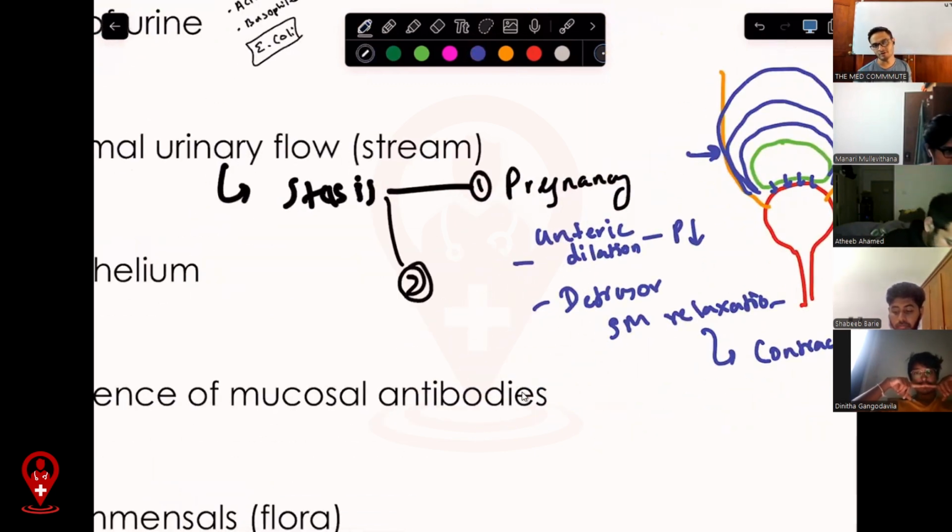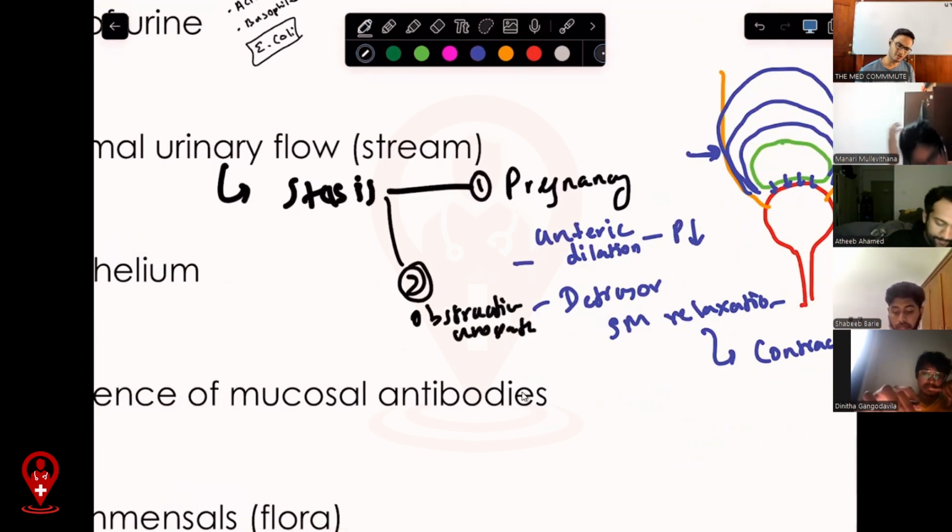The second one I want to talk about is urinary tract obstruction, what we call obstructive uropathies. These are surgical topics. What are these? We are not going to talk much here. In males, you might have heard of benign prostatic hyperplasia. Then there are certain carcinomas that can cause obstruction.